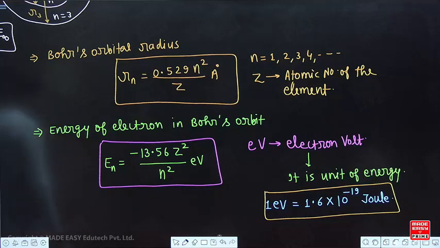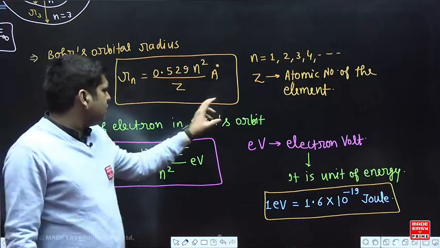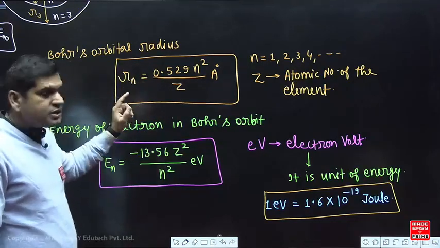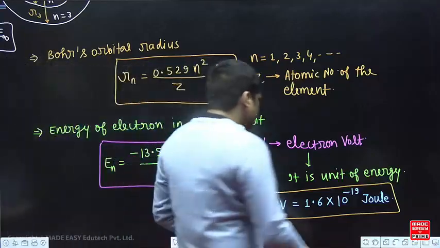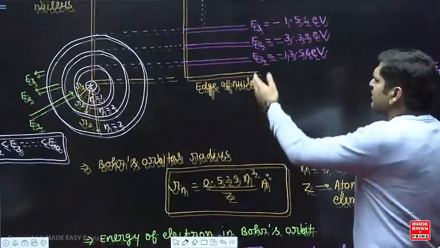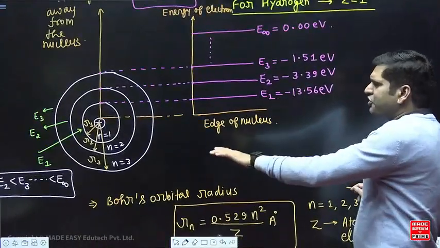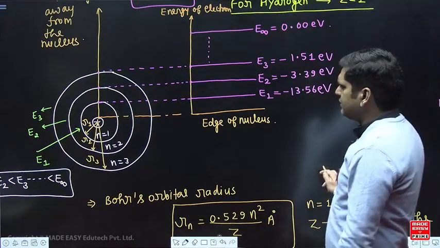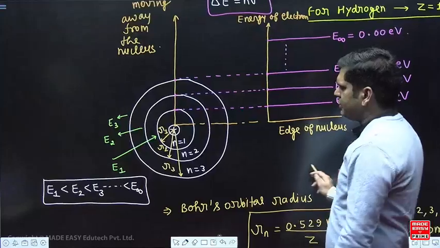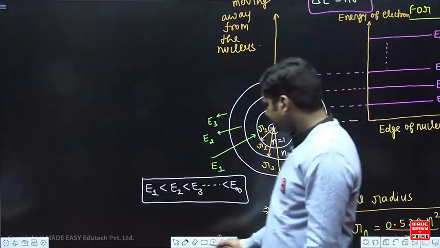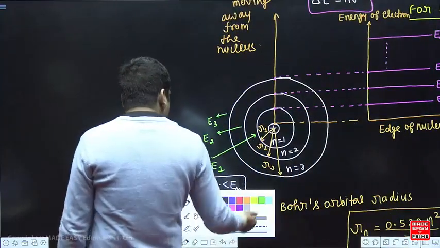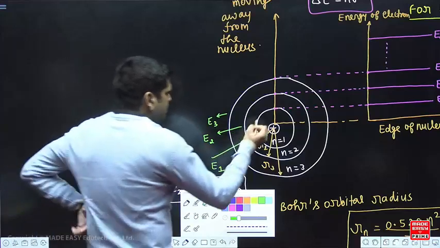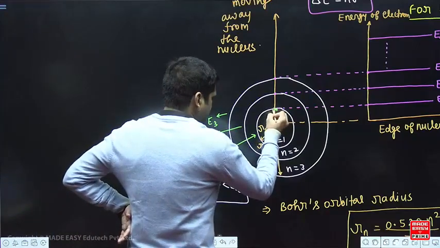No, you do not need to remember all of these; you need to remember these two formulas, but you need not remember the values of individual energy levels, E1, E2, E3, not required. Just remember that when we are going away from the nucleus, then the energy is increasing. Now come to the point. Suppose I talk about the force, suppose there is an electron at this place.